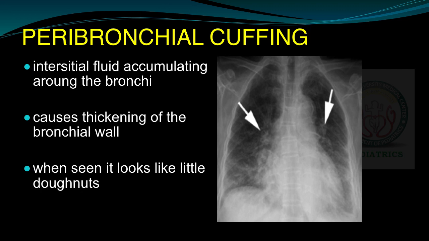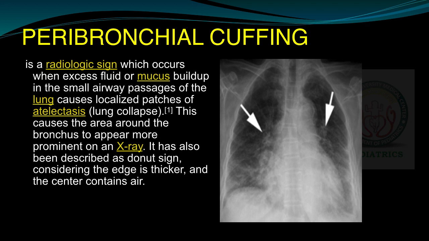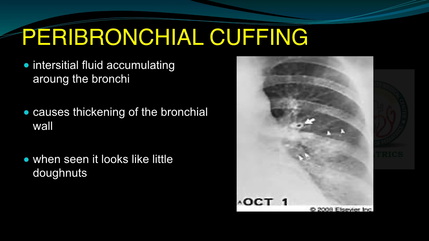It is a radiologic sign which occurs when excess fluid or mucus buildup in the small airway passages of the lungs causes localized patches of atelectasis or lung collapse. This causes the area around the bronchus to appear more prominent on an X-ray. It has also been described as the donut sign, considering the edge is thicker and the center contains air. Okay, when seen, it looks like little donuts.